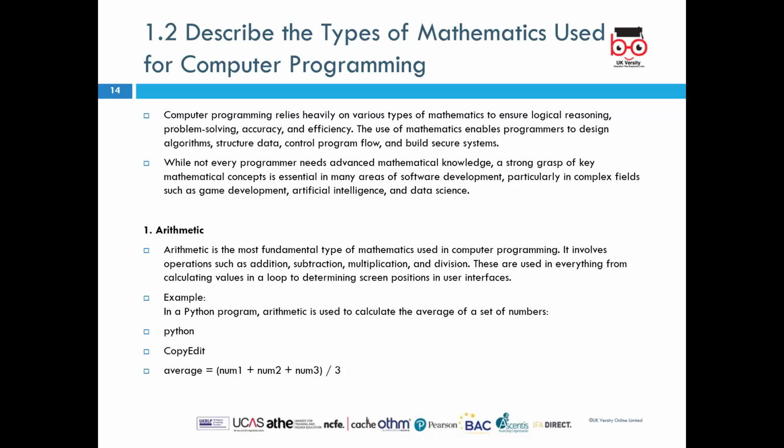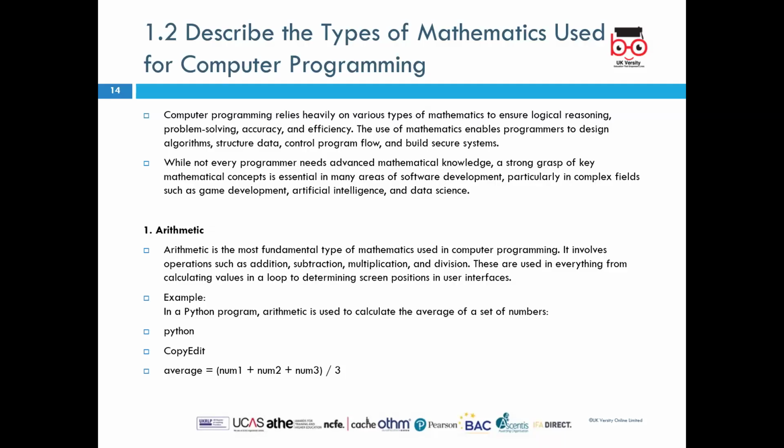So the first point is arithmetic. This is the most fundamental type of mathematics used in computer programming. It involves operations such as addition, subtraction, multiplication, and division. These are used in everything from calculating values in a loop to determining screen positions in user interfaces.